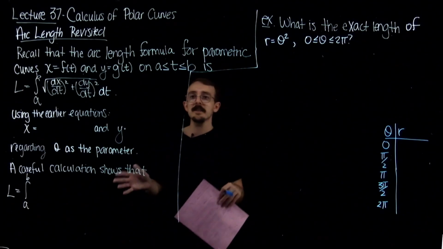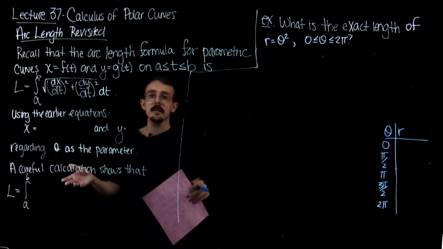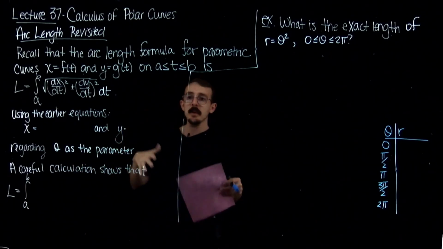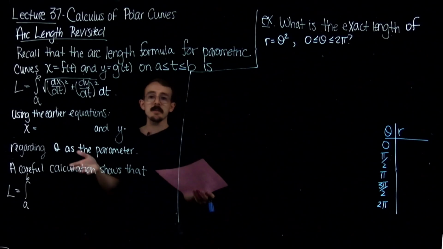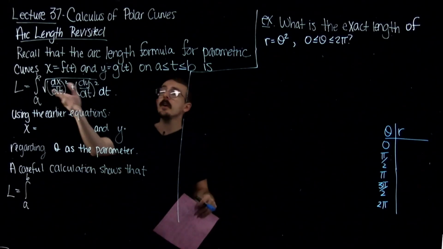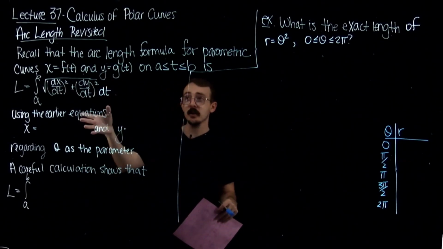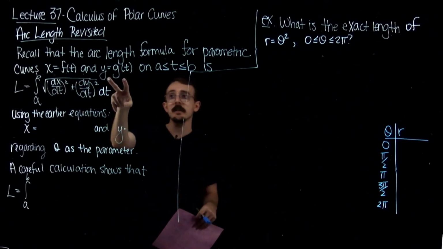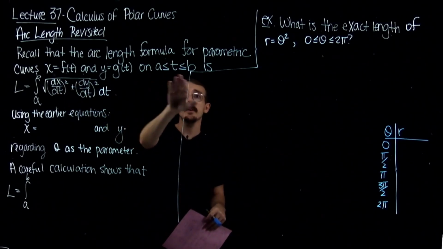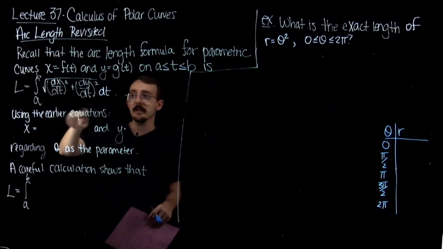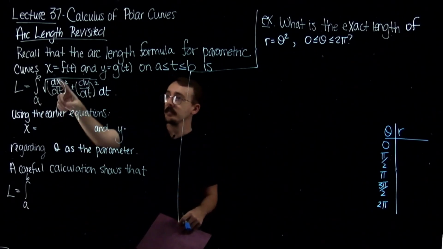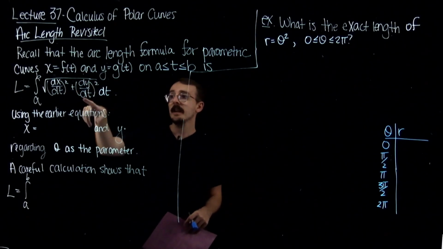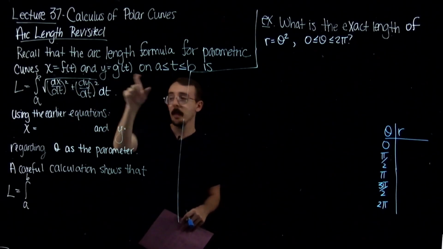So the last thing I'd like to do is touch on the arc length formula again, but now revisited in terms of polar curves. Recall that the arc length formula for parametric curves, when you had x equals some function of t and y equals another function of t on the interval a to b, was this formula: the integral from a to b of the square root of (dx/dt) squared plus (dy/dt) squared, where t was the parameter.